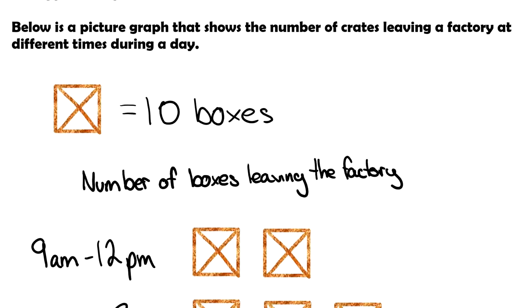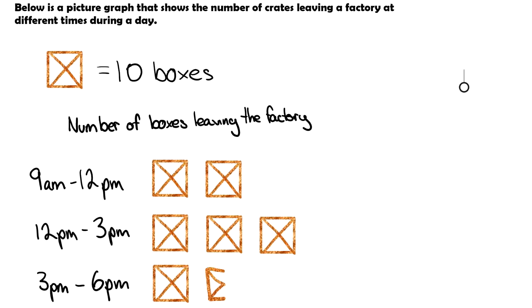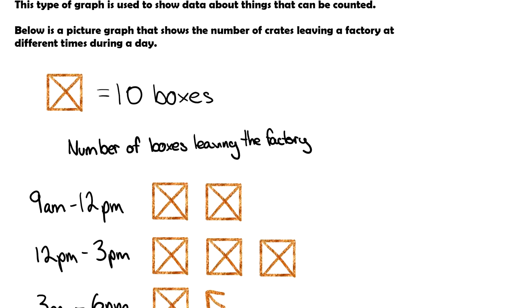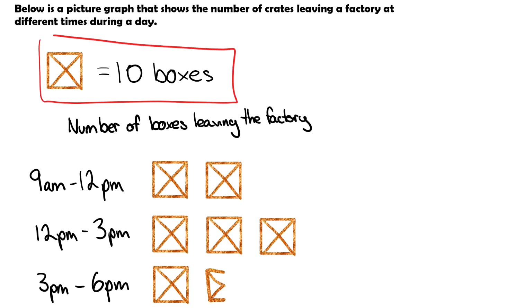On your screen, we have a picture graph that shows the number of crates leaving a factory at different times during a day. It's important to note that these usually come with a key, which you can see here, that tells you what each picture is worth. In this case, each box is worth 10 boxes. So between 9 AM and 12 PM, you can see there's two pictures of these boxes. So altogether, 20 boxes are leaving the factory in this time slot.